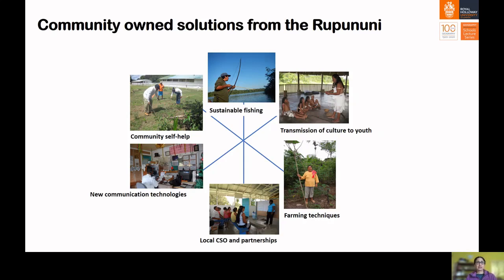And then, they obviously live in a remote place, but they're not isolated from the world. They also have ways of engaging with non-Indigenous technologies. For example, they have radio and internet, and they use those to promote their culture and the area that they work in. Also, in terms of local civil society organizations and partnerships, they work with lots of different people in helping to maintain their biocultural landscape as well.